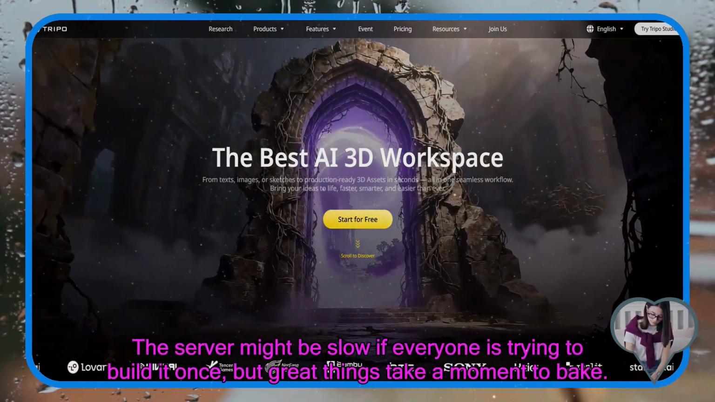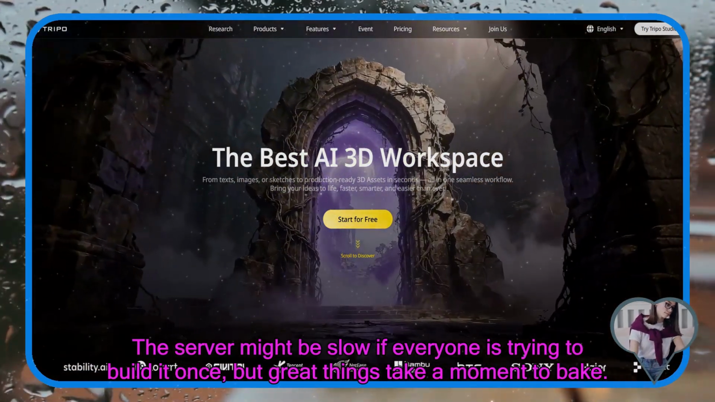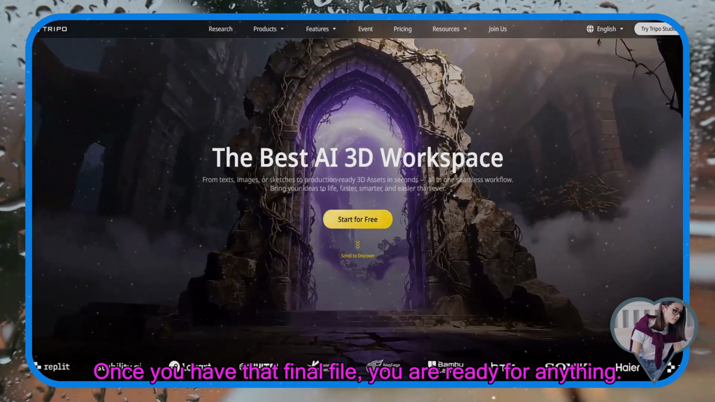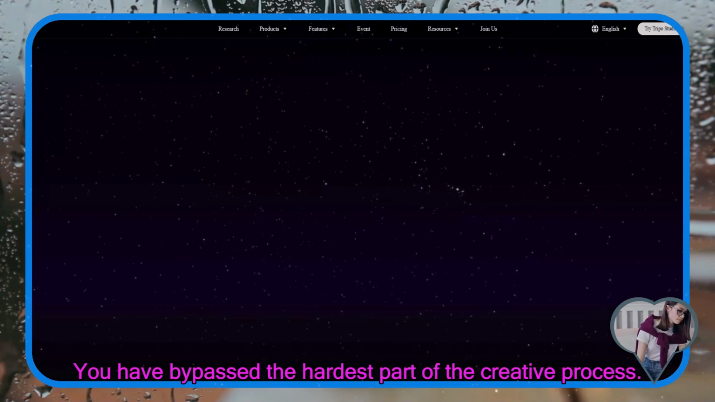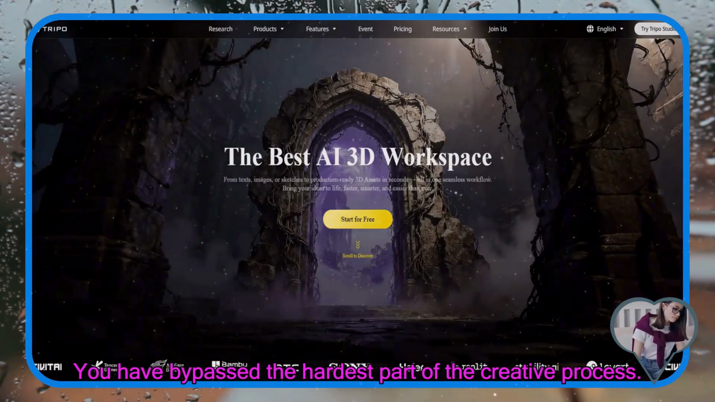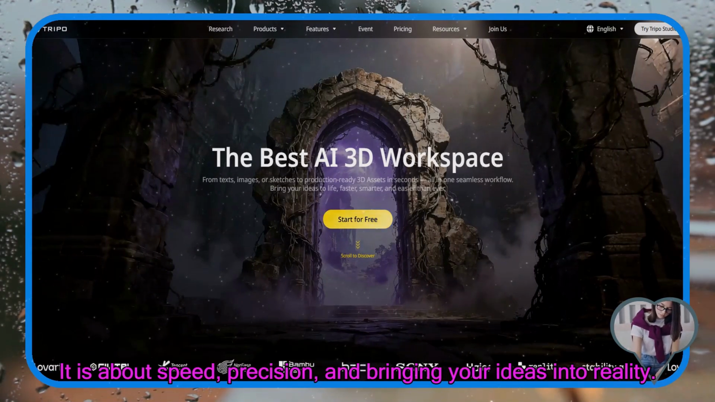The server might be slow if everyone is trying to build at once, but great things take a moment to bake. Once you have that final file, you are ready for anything. You have bypassed the hardest part of the creative process. It is about speed, precision, and bringing your ideas into reality.